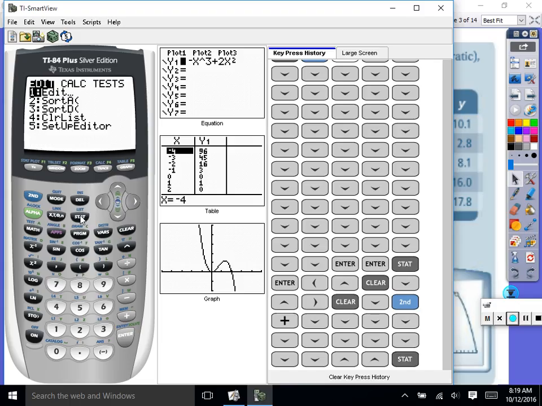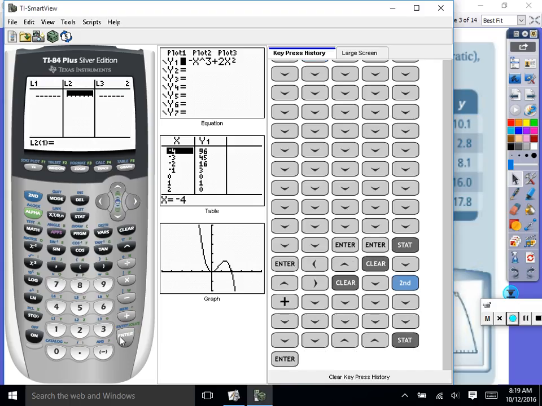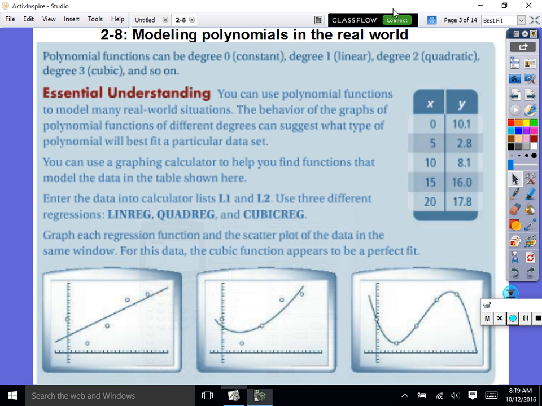Anyway, so I hit the stat key. We're going into edit. And then in list 1, what you're going to do is type in your x values. In list 2, you type in the y values that match up with those x values. So I'm going to pull this back down and let you type those in. Everybody type in 0, 5, 10, 15, 20. That's what you're typing into list 1, x values. In list 2, you're typing in your y values.